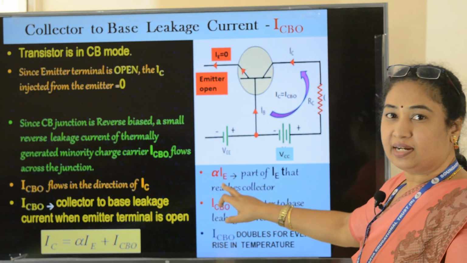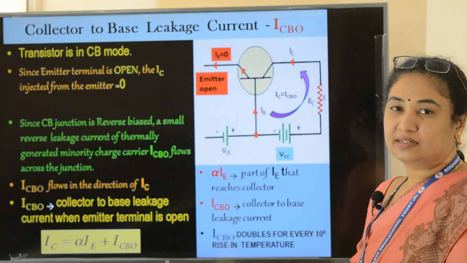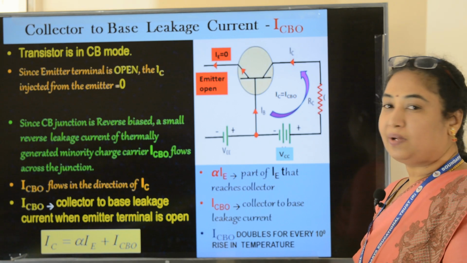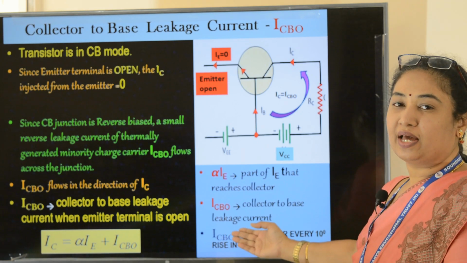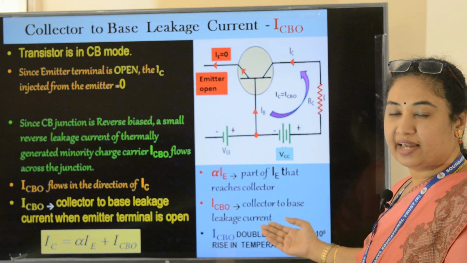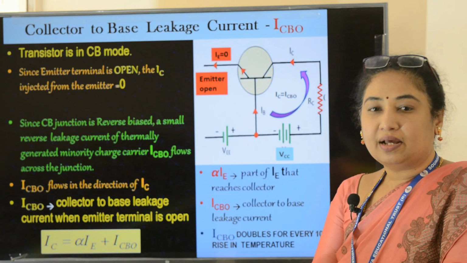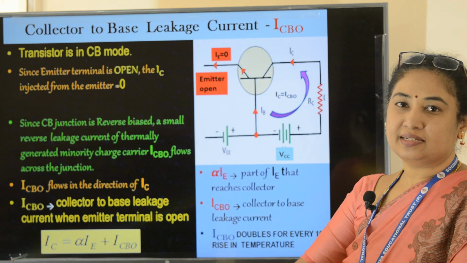So alpha times IE is a part of emitter current that reaches the collector and becomes collector current, as well as, because of the reverse bias, we have ICBO, that is called the collector to base leakage current, and this collector to base leakage current will double at every 10-degree rise in temperature.